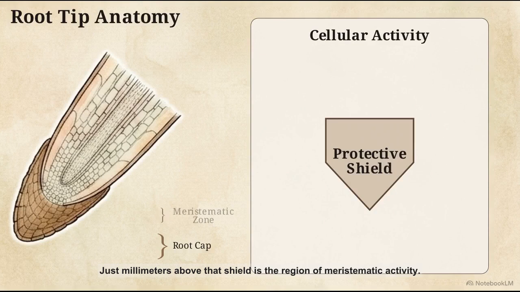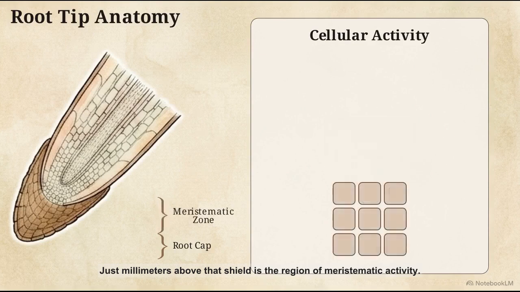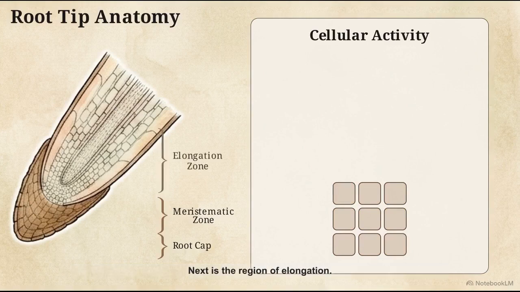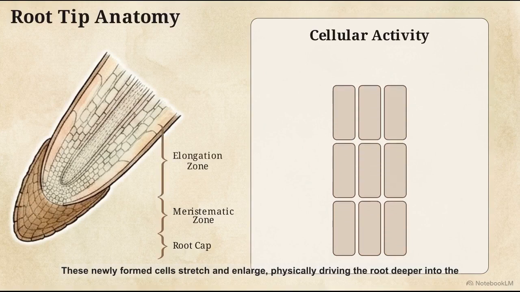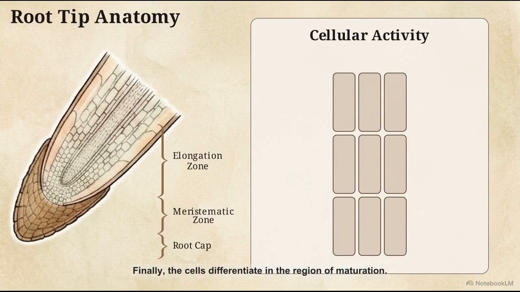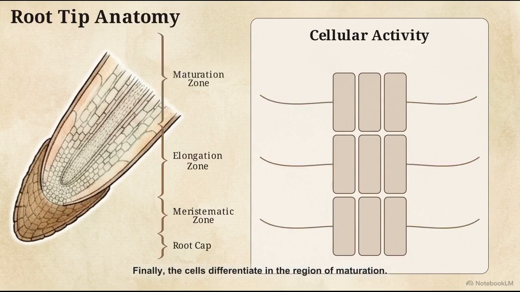Just millimeters above that shield is the region of meristematic activity. The cells here are tiny, dense, and rapidly divide to constantly generate new tissue. Next is the region of elongation. These newly formed cells stretch and enlarge, physically driving the root deeper into the earth. Finally, the cells differentiate in the region of maturation.